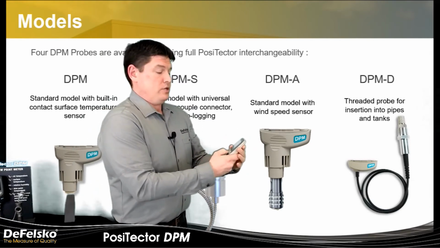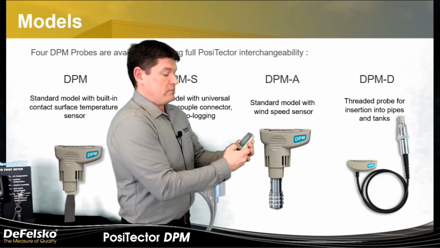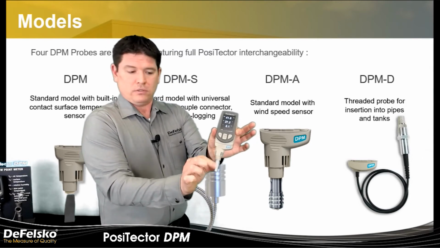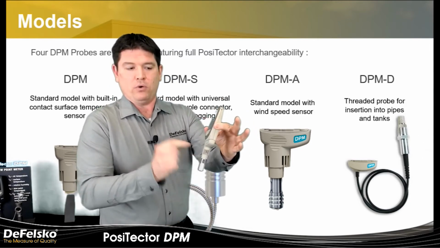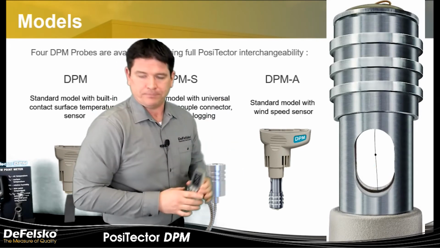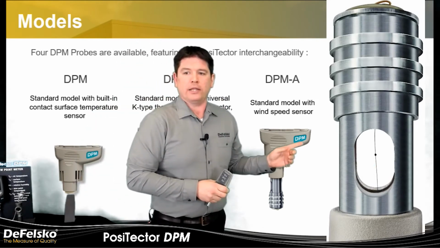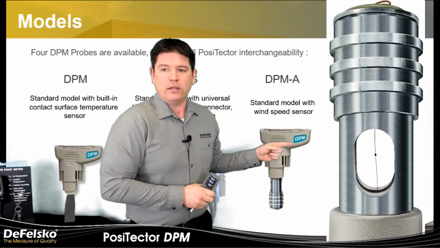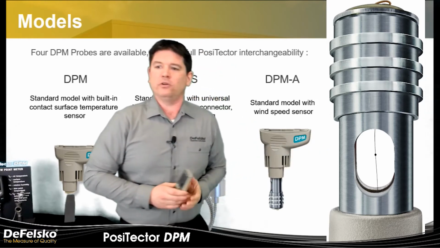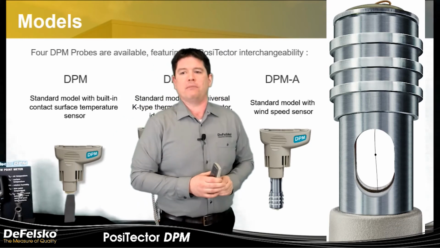When I put it into anemometer mode and I slide the little collar down, I now expose the hot wire anemometer, and now I have a wind velocity reading. Now, just a note on the hot wire anemometer, there's a close-up of it right here, and you can see in the opening there's a little wire with a little ball on it. That is the hot wire anemometer.